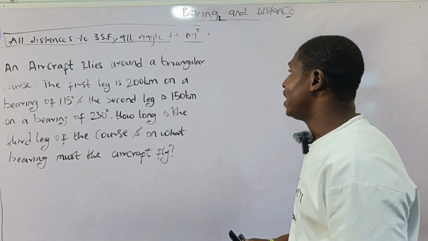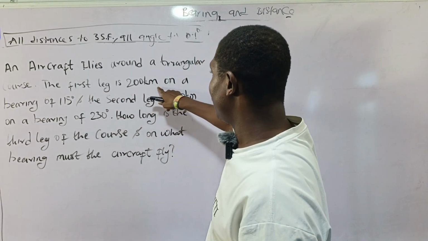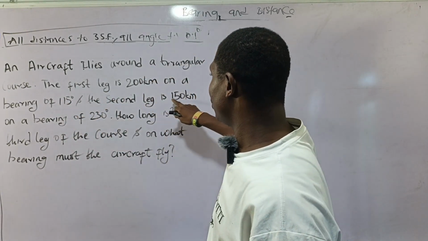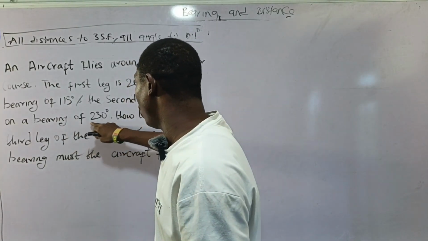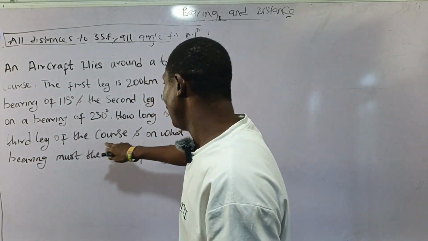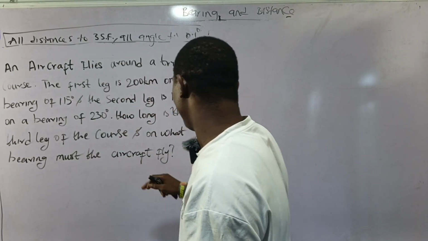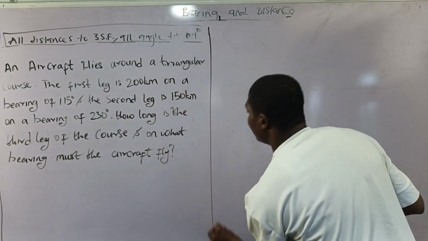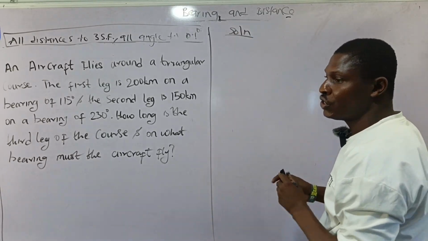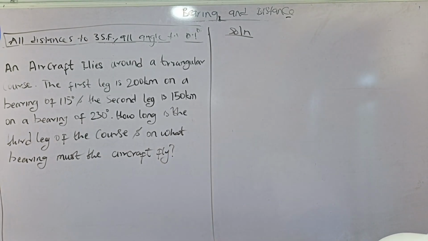An aircraft flies around a triangular course. The first leg is 200 kilometers on a bearing of 115 degrees, and the second leg is 150 kilometers on a bearing of 230 degrees. How long is the third leg of the course, and what bearing must the aircraft fly? Now, remember, our diagram is most paramount to us. So let's see.